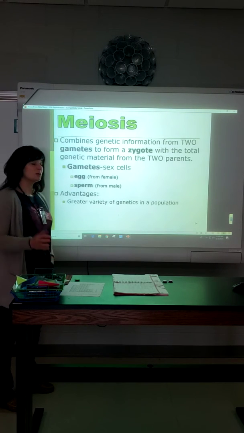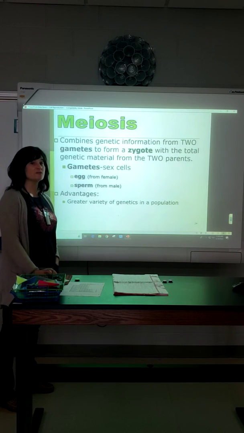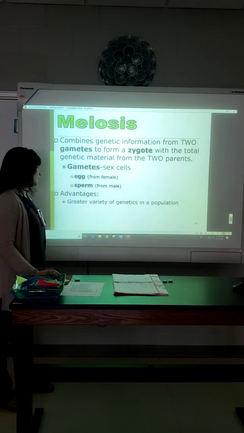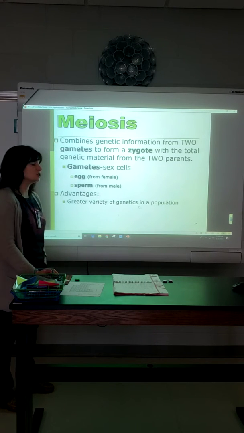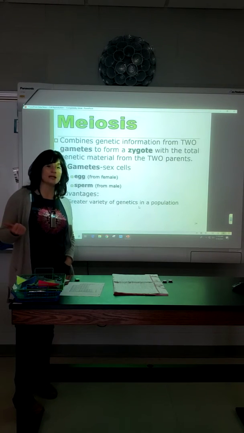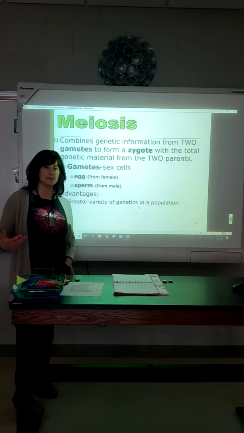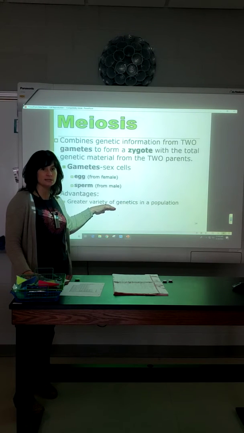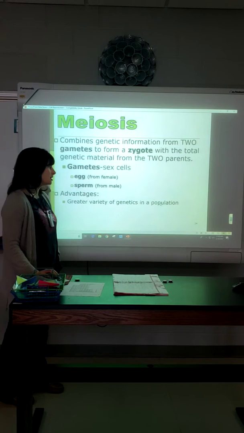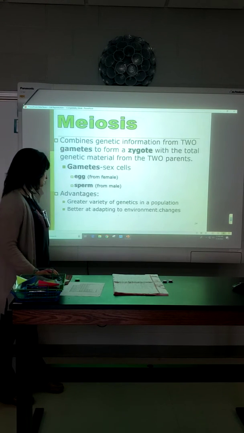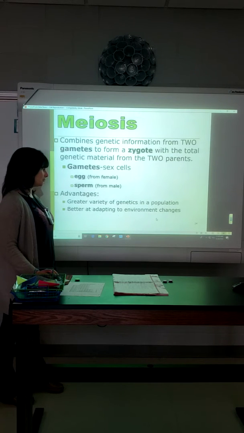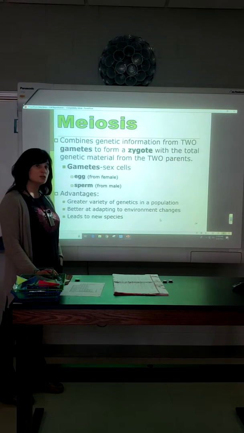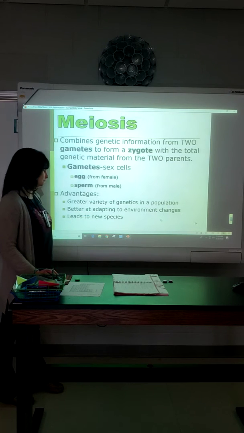So here's some advantages. Just like we had advantages for mitosis, there are advantages for meiosis. Greater variety of genetics in a population. Well, we already spent last unit looking at adaptations and variations, and if an environment or climate changes, sometimes if you have an organism that has something different than the rest of them, that's going to become an advantage. So this is how it happens. Meiosis is the process that gives this genetic variety and variation, and then those things can lead to adaptations at times. It's better at adapting to an environment or a climate if it changes. It also leads us to new species. Think of Darwin and his finches, right?